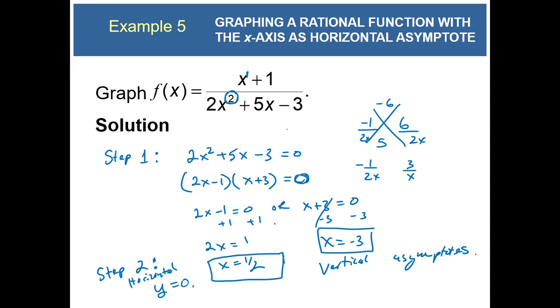This is similar to our example from earlier. This is similar to example 4, where we had a horizontal asymptote of y equals 0.